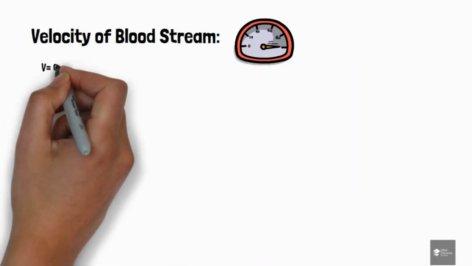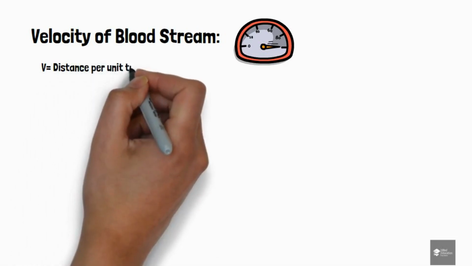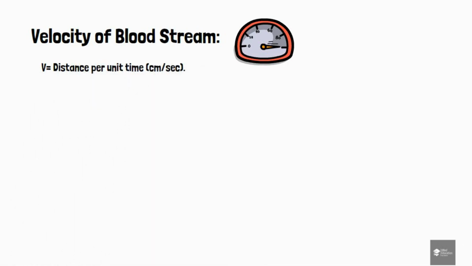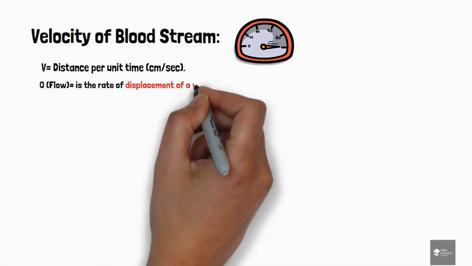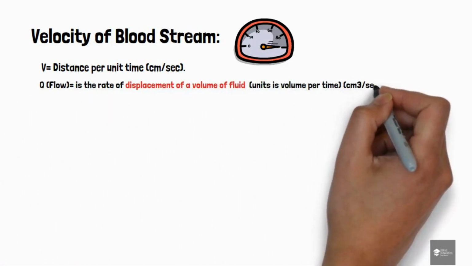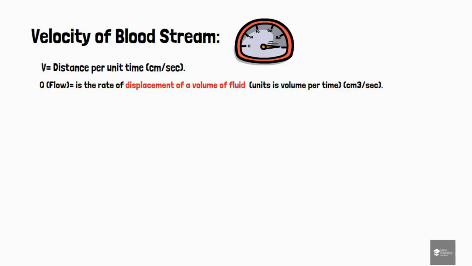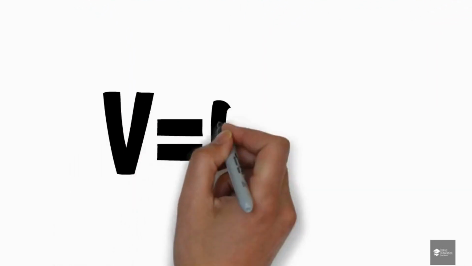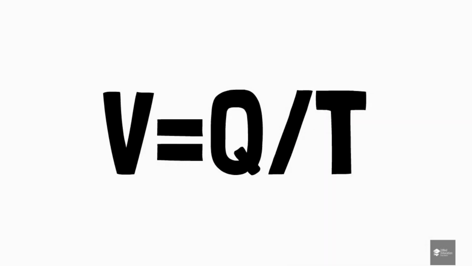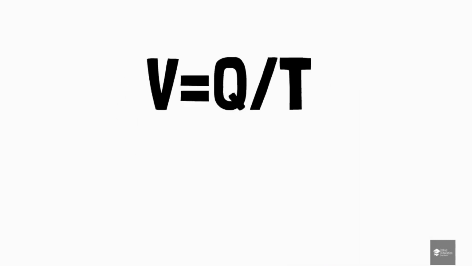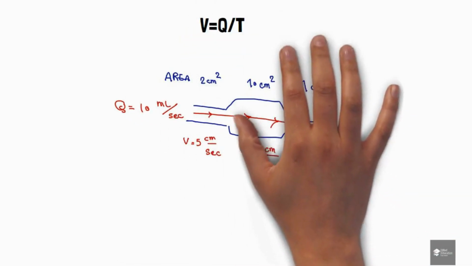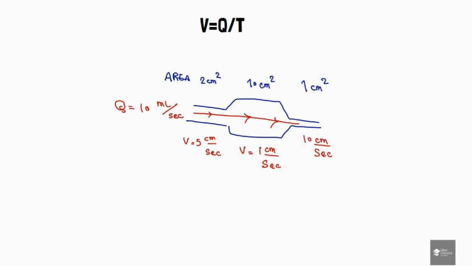So what do we mean by that? Velocity is equal to the distance per unit of time, and it's basic physics. The second thing is flow, which is the rate of displacement of volume of fluid, and it has its own unit as well. So look at this equation. V equals the flow over the area. Look at this graph for better understanding. As you see, flow is constant through all the vessels, but the area and velocity change.